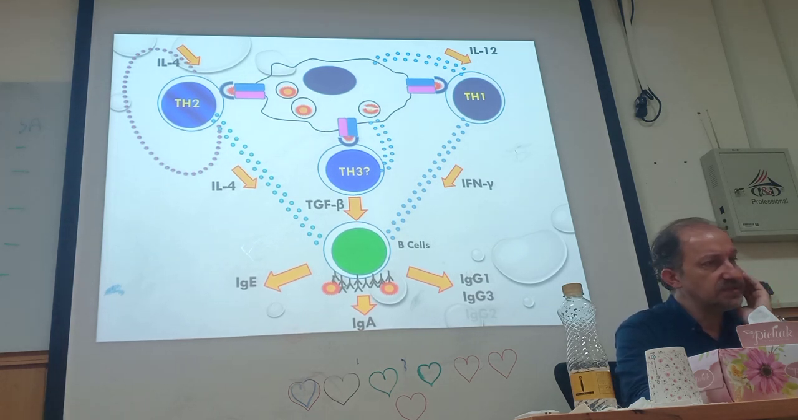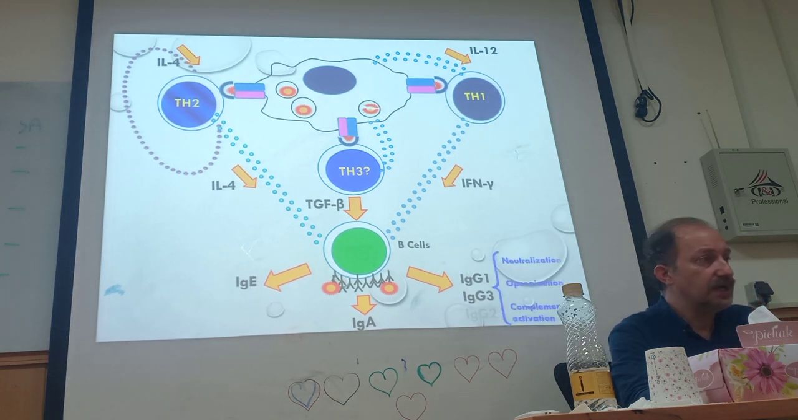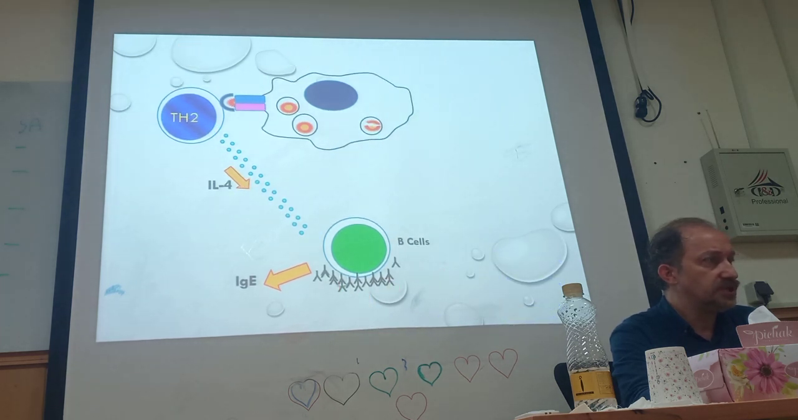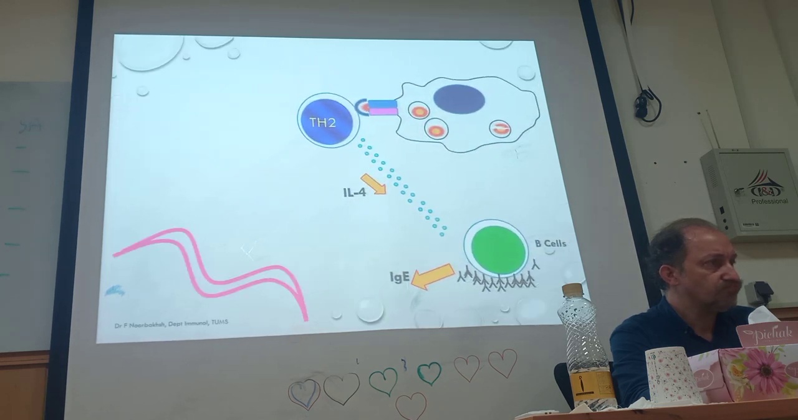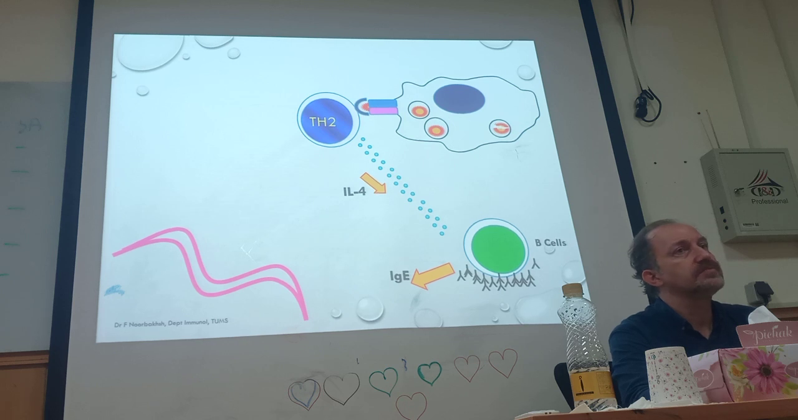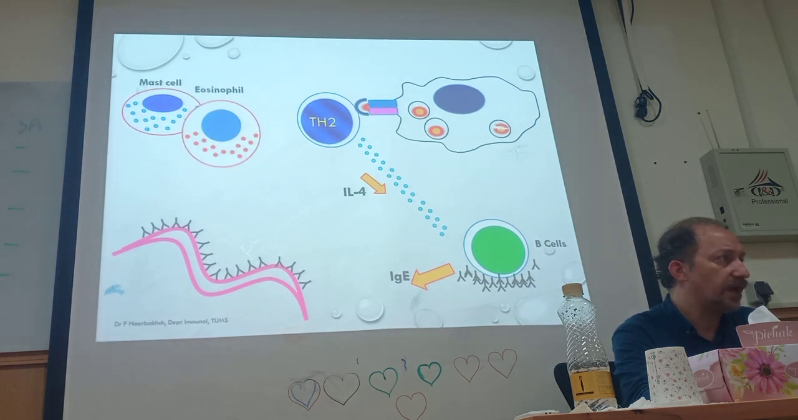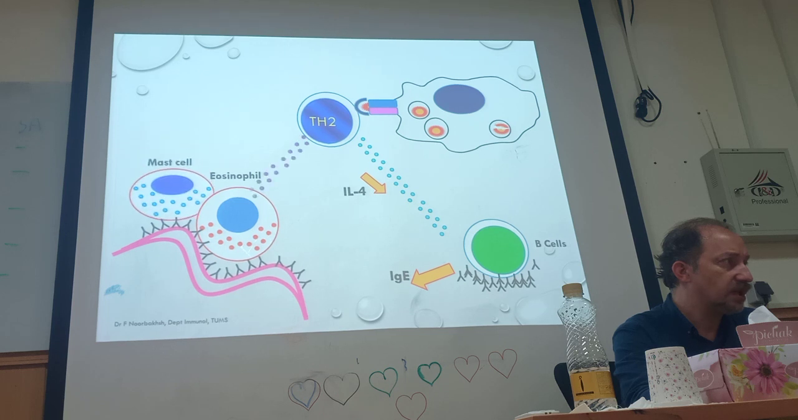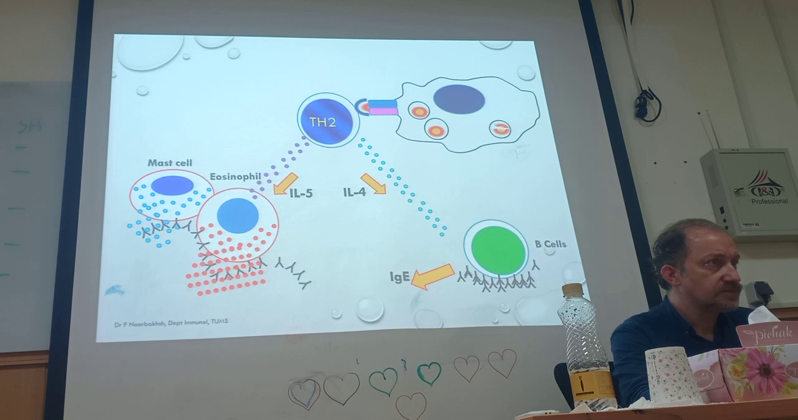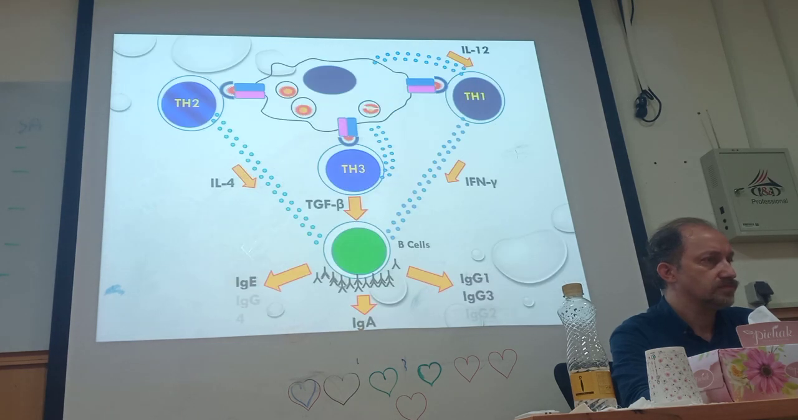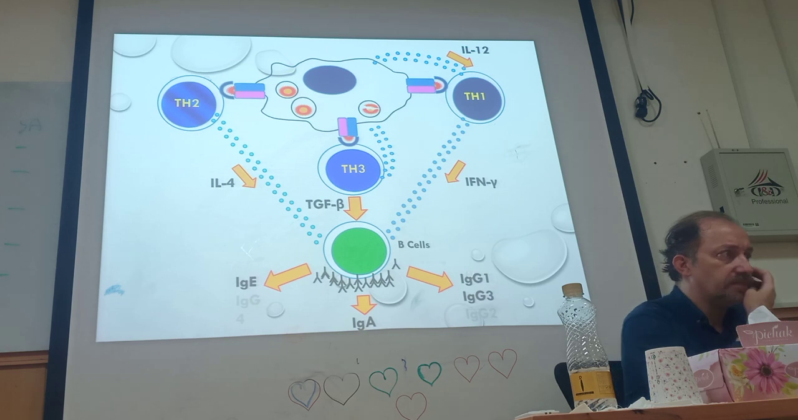IgG1 and IgG3 are responsible for neutralization, complement activation, and opsonization. So this is the mucosal difference by IgA. And regarding IgE, it is responsible for mast cell and eosinophil dependent responses. The antibody attaches to mast cells, and the eosinophils help. You can see that they attach here, and TH2 produces IL-5, which stimulates the eosinophils, and we have the degranulation here. Histamine. And this is the main difference against the helminths.